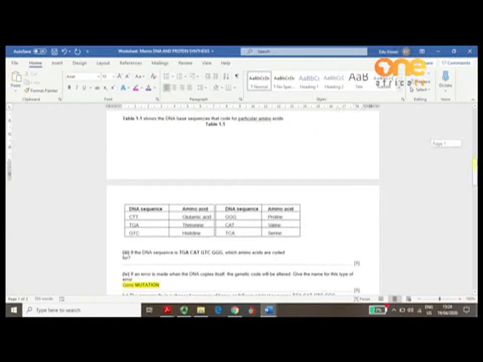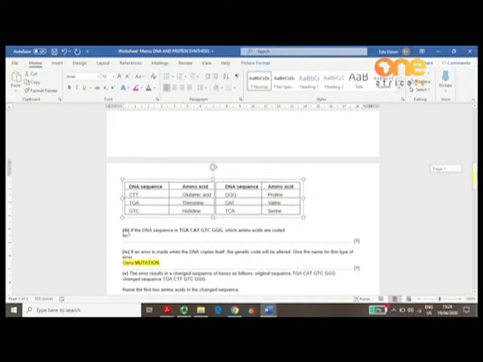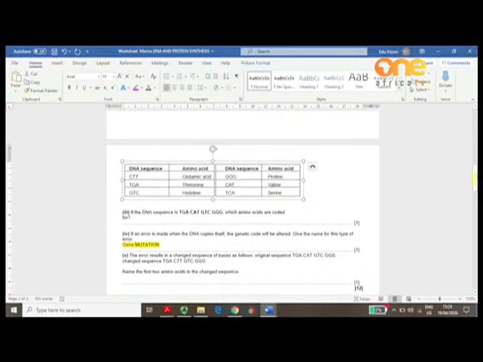Our next question. If the DNA sequence TGA will be threonine, CAT will be valine, GTC histidine. Okay. Right. Oh, and then we have GGG, and that will be proline. That is the DNA sequence.